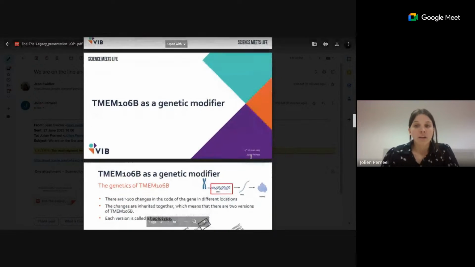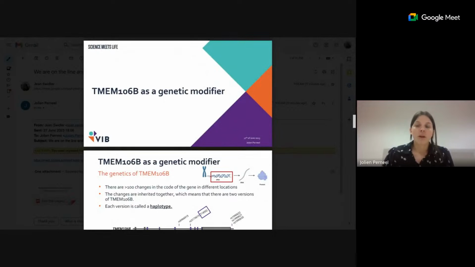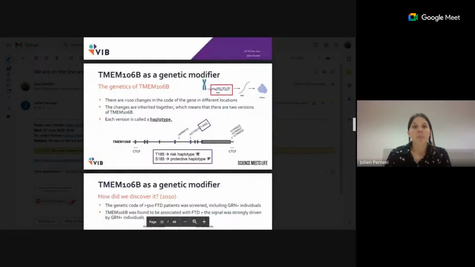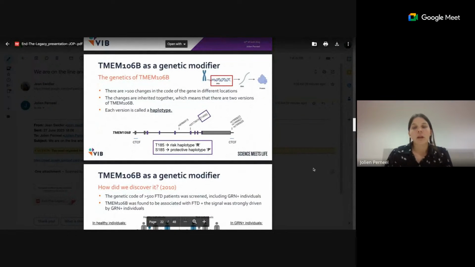So now that I've explained how genetic studies are performed and how we find genetic modifiers, we can move on to the topic of my research studies and also the primary topic of this presentation, which is TMEM106B as a genetic modifier. In the TMEM106B gene, there are over 100 changes in the code of the gene at different locations. As you can see here, all these changes are inherited together. This means that there are actually two versions of TMEM106B, and each of these versions is called a haplotype.